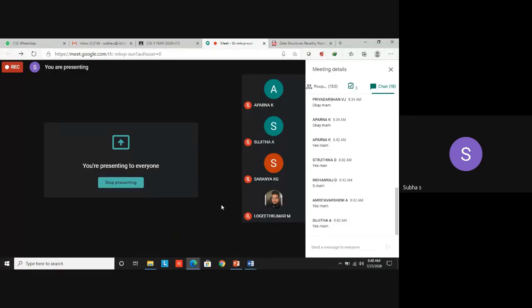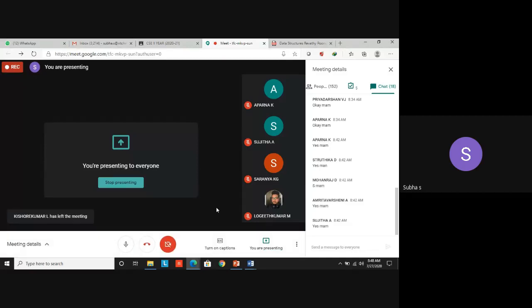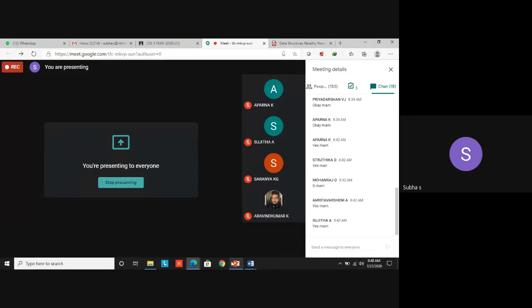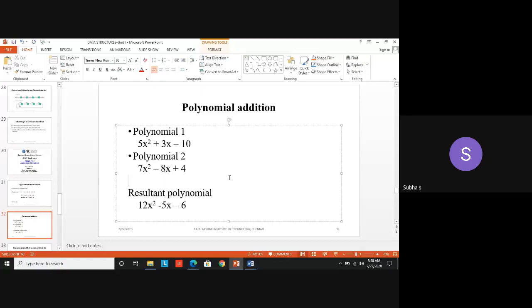I'll tell one clue. A linked list contains what? Different nodes. A node contains an element and a pointer to the next node. Based on that, can you guess how it can be implemented? Whether it's right or wrong, feel free to open your mouth. You have a data or element field and the next field, the next pointer. Okay. Nobody is telling. I'll explain.